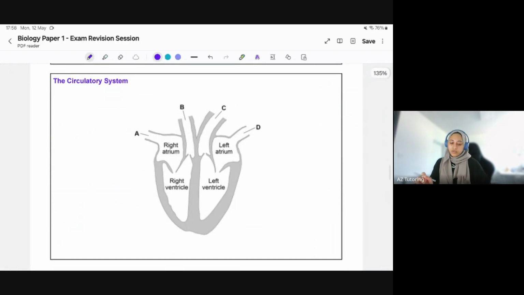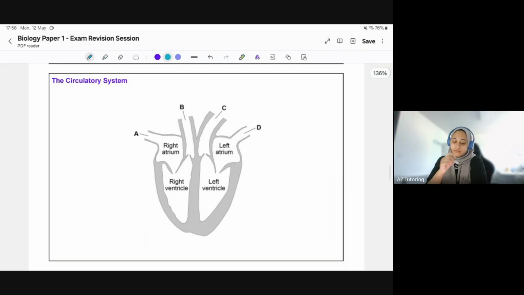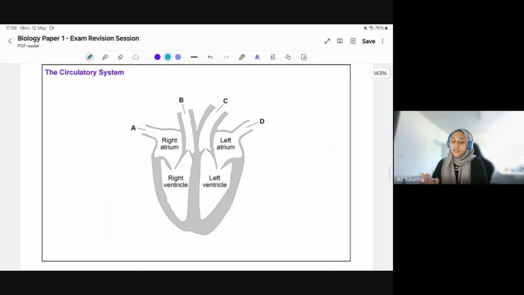Okay, let's move on. We've got the circulatory system. Hopefully you do end up getting a 6-mark question on this tomorrow because it's quite a good 6-marker to get. So make sure you know the whole process of the circulatory system. And I wouldn't recommend just memorizing it, like actually understand what's happening. The whole purpose of the circulatory system is to transport blood around the body.